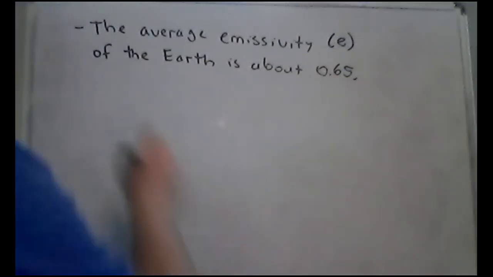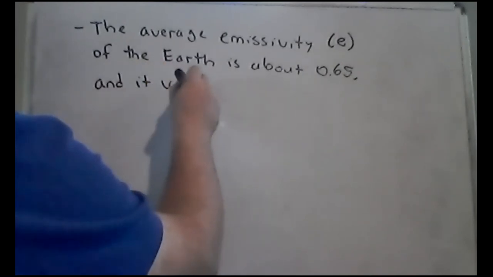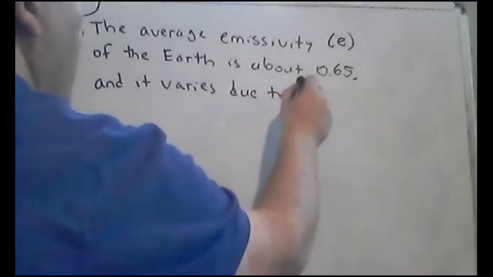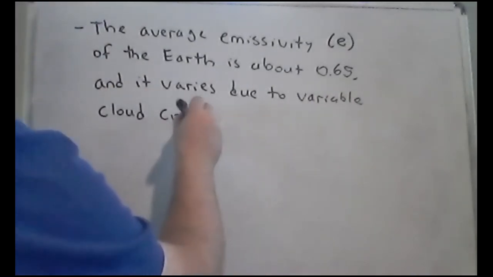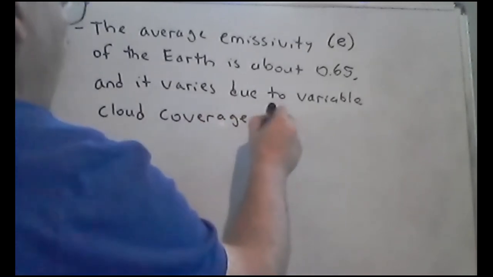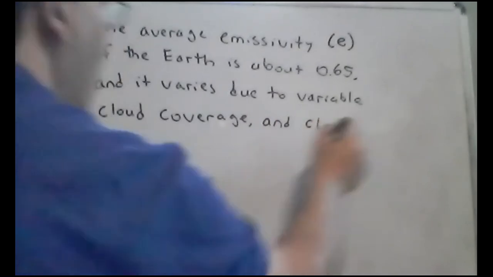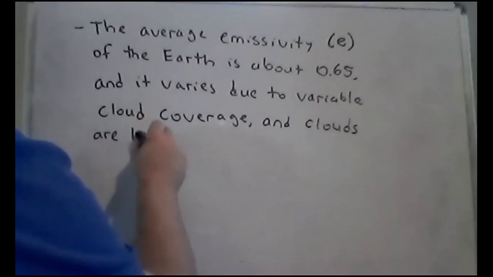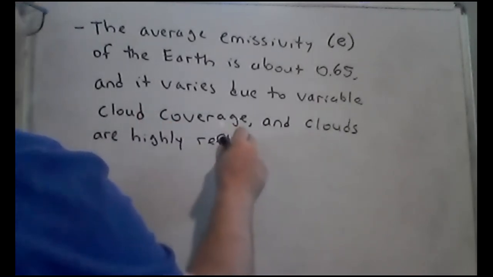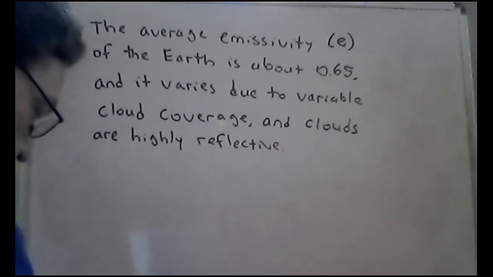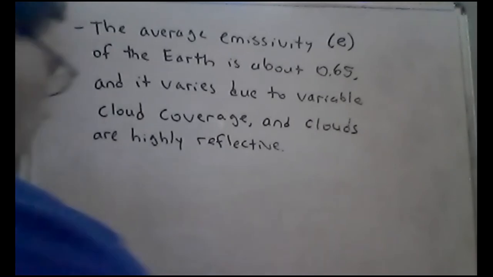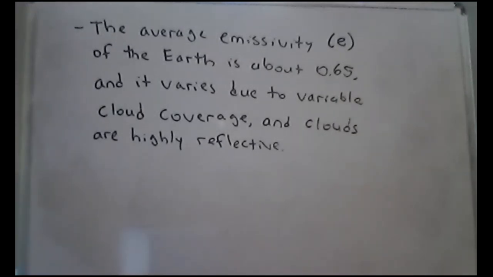And it varies due to variable cloud coverage. And clouds are highly reflective. So you don't even get 100% radiation heat transfer anyway, because the Earth has an emissivity of about 0.65. And so the idea is that we end up having effectively a negative feedback loop that goes into place.